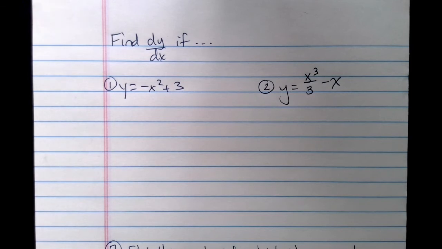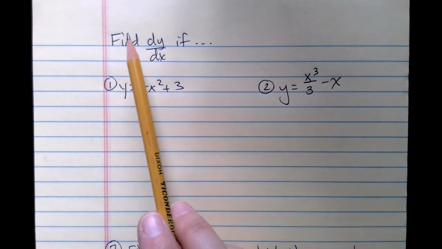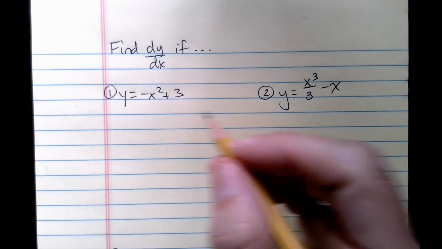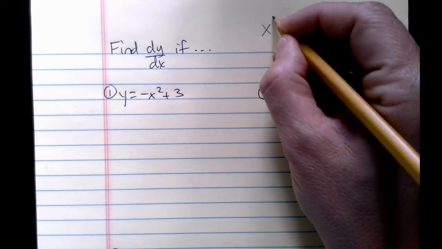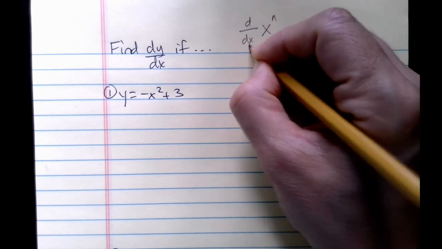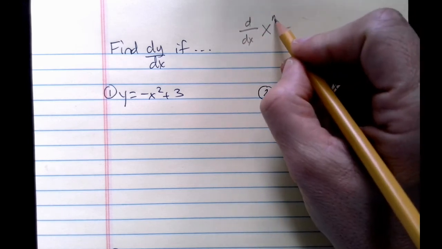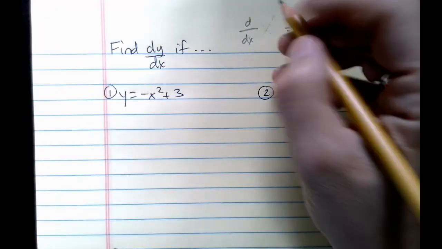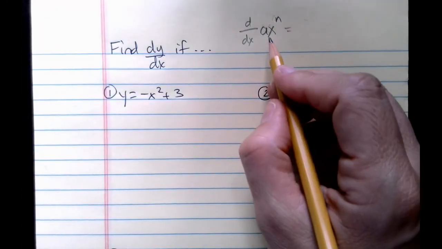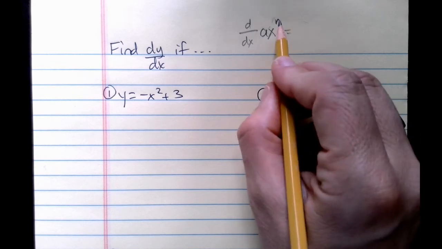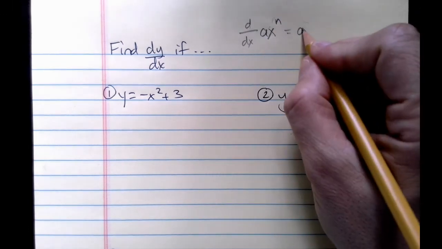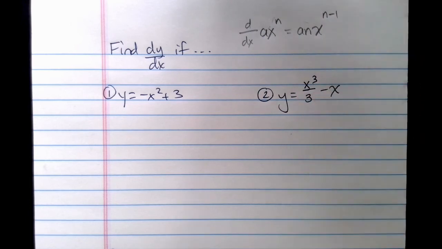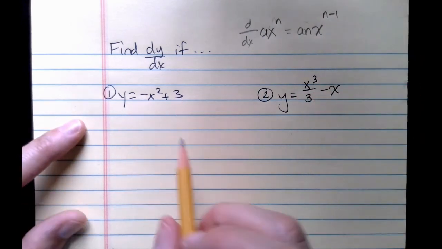Let's practice what we just learned. So the directions say find dy dx if, and then I have 2 problems here. So to apply the power rule, just to recap, let's rewrite this slightly. Let A be a coefficient. I'm going to take whatever the exponent is, multiply it by the coefficient, and then reduce my exponent by 1. We're going to do that individually.